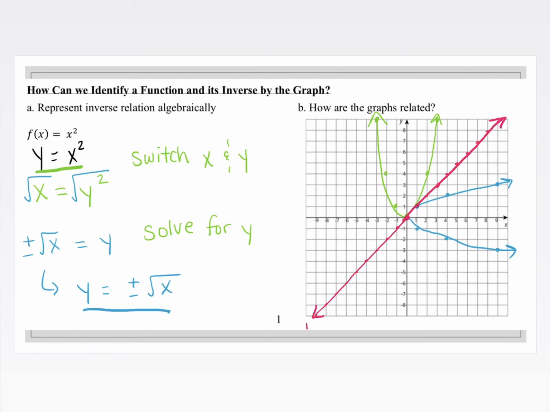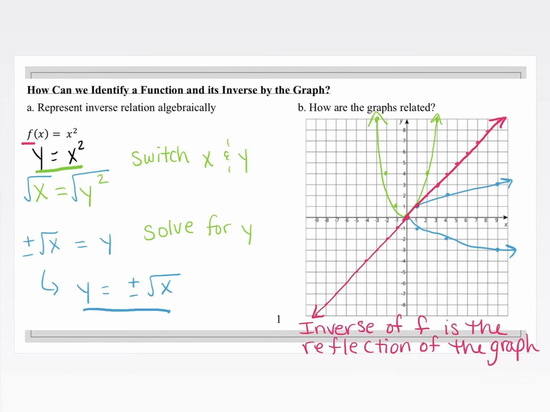So, in other words, the inverse of f, our original function, is the reflection of the graph y equals x squared across the line y equals x. So this is where we have a y-intercept of 0 and a slope of 1.